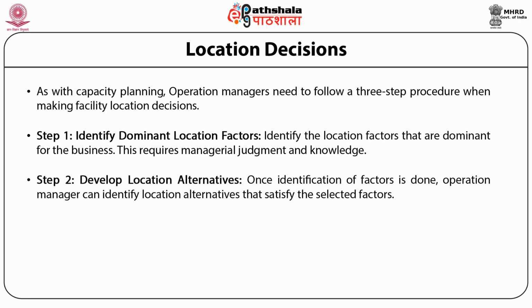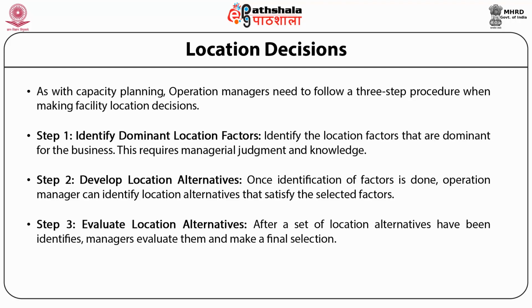Step second, develop locational alternatives. Once identification of factors is done, operation managers can identify locational alternatives that satisfy the selected factors. Step third, evaluate location alternatives. After a set of location alternatives has been identified, managers evaluate them and make a final selection. This is not easy because one location may be preferred based on one set of factors, whereas another may be better based on a second set of factors.